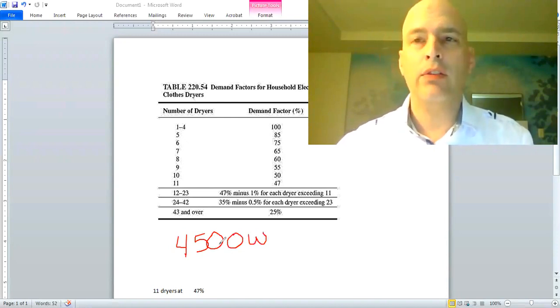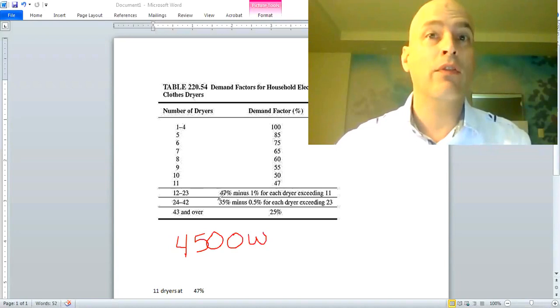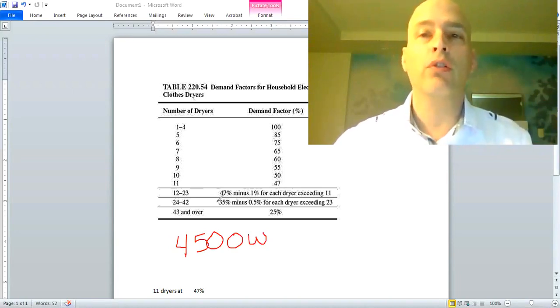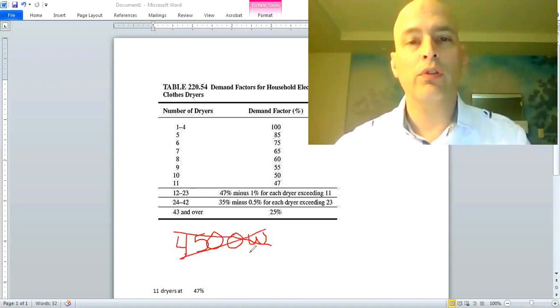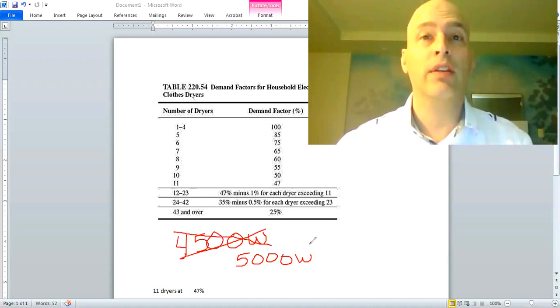I can't look at this dryer as having a value of 4,500 watts, because the article says I have to use either 5,000 watts or the nameplate of the dryer, whichever's larger. In this case, the code instructions tell us we'd have to bump that up to 5,000 total watts before we apply the demand factors of the table.